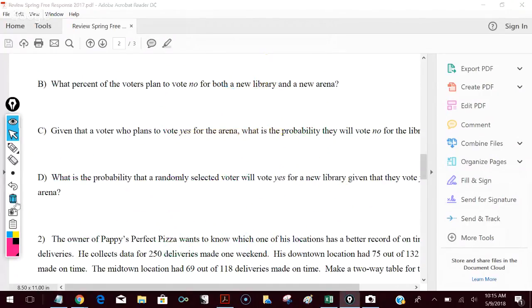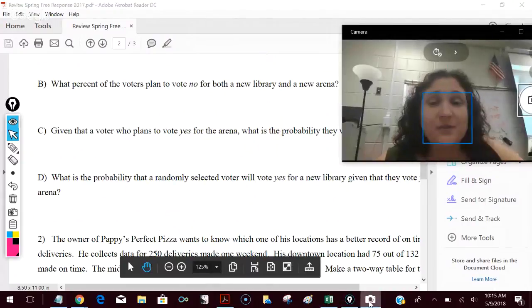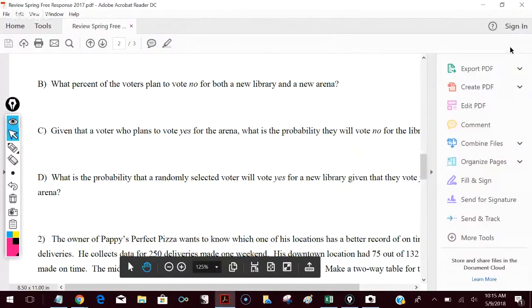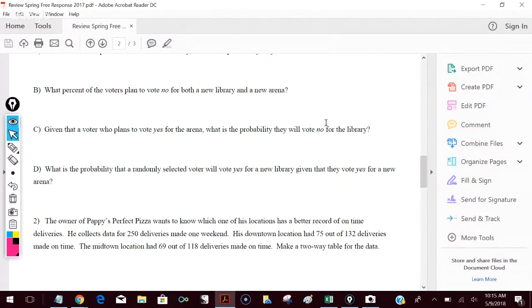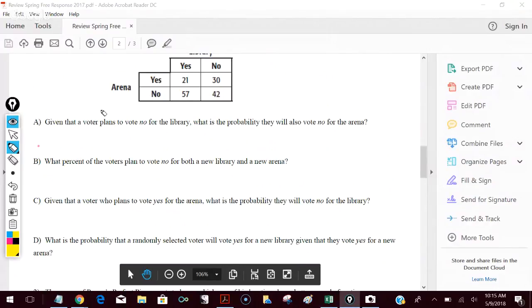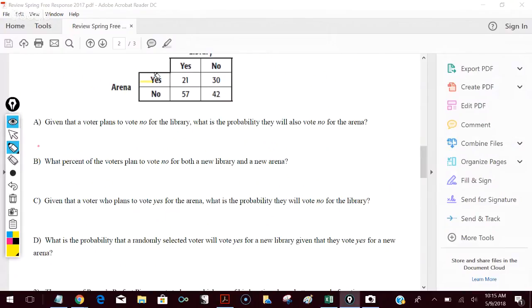Okay, so now we have, given that a voter plans to vote yes for the arena, what is the probability they will vote no for the library? So that's the same thing. We're going to go back up here and look at, okay, they had to have voted yes for the arena. When I go here, highlight tool, in order for them to vote yes for the arena, these are the only numbers that I care about right here. And when we added those numbers up, what did we get, everyone? Yeah, 51. So my denominator is going to be 51 because that's the only people I care about.